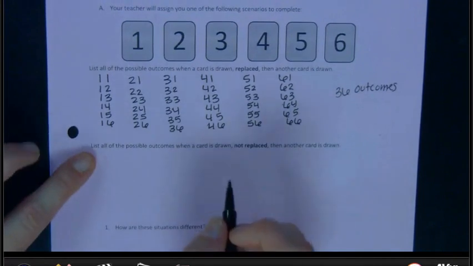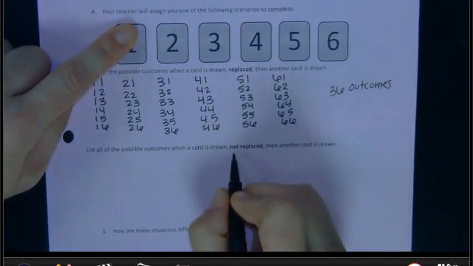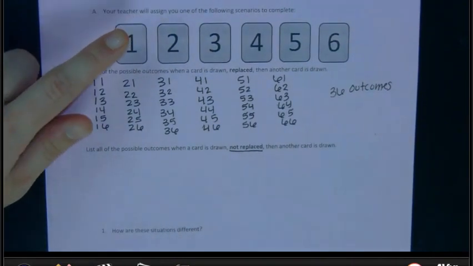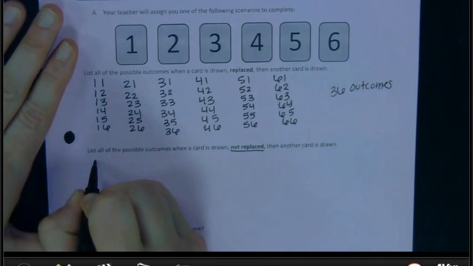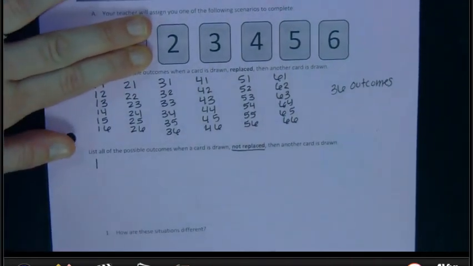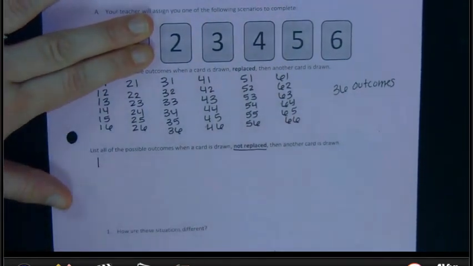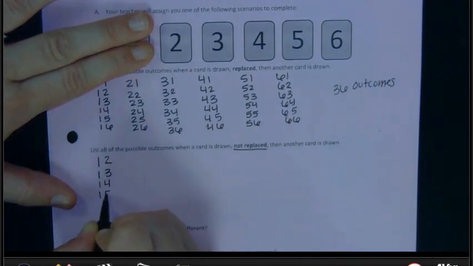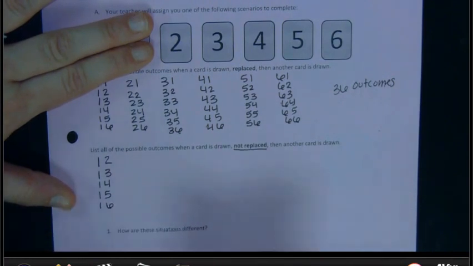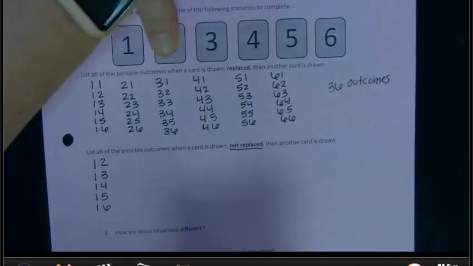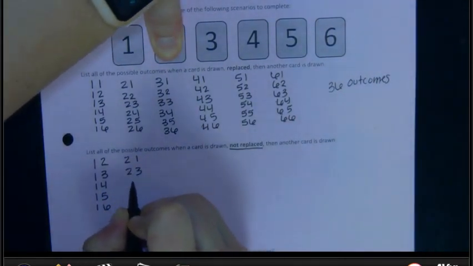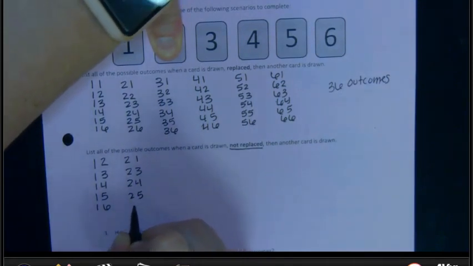Well, what if I told you that I was going to draw one card and I'm not going to replace it? What possible cards could I draw now? So if I draw a 1, well, that takes away the 1, so I can't draw a 1 again since I'm not replacing it. I could get a 1, 2, a 1, 3, a 1, 4, 1, 5, and a 1, 6. Okay. What if I drew a 2? Well, 2, 1, 2, 3, 2, 4, 2, 5, and 2, 6.